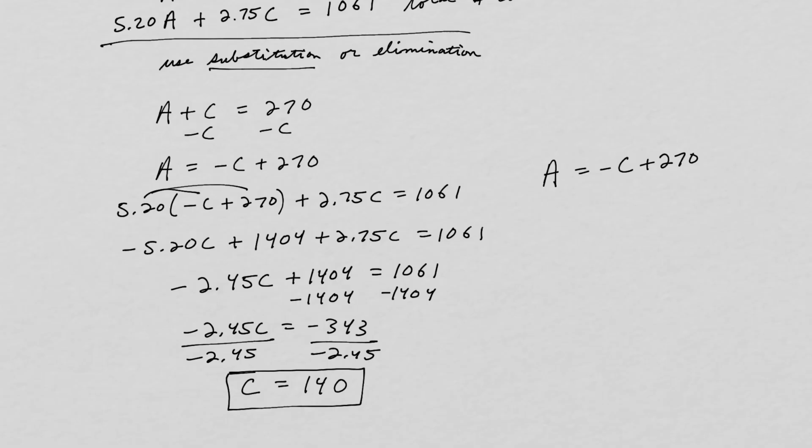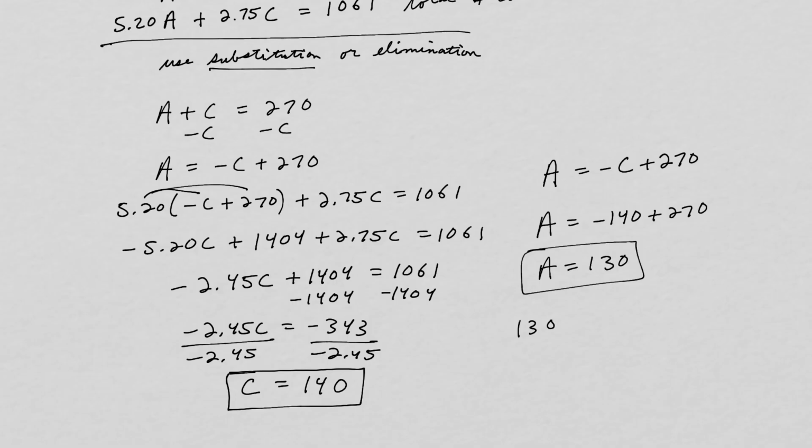So in this case, a is going to be negative 140, right? Because remember, c was 140, plus 270, and that's what, 130, right? So a equals 130. So that's the answer, right? We know that there's 130 adults that attended and 140 children. Okay, that's a very typical type of application for a system of two linear equations and two unknowns. Okay, here's another one.